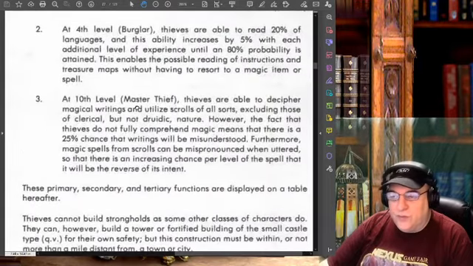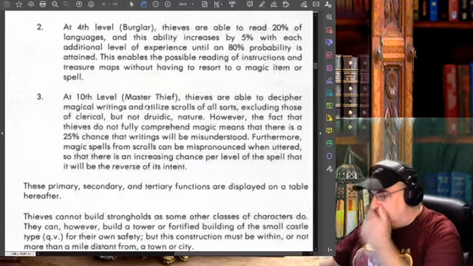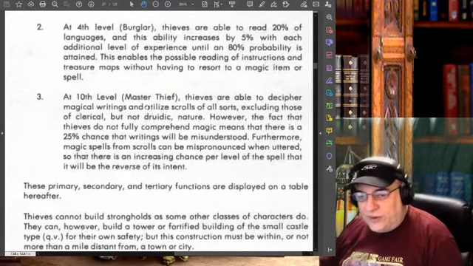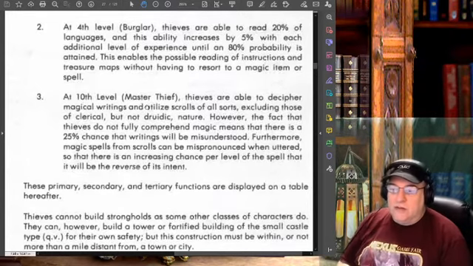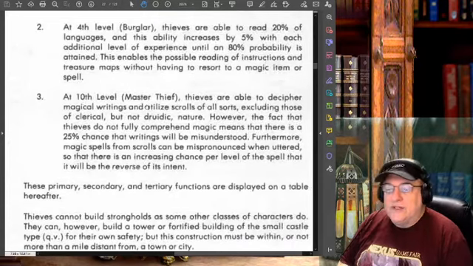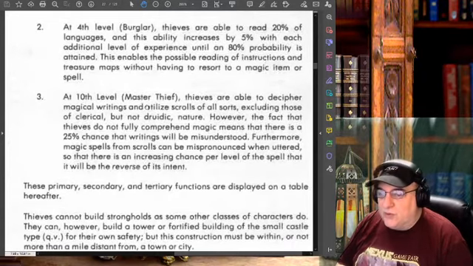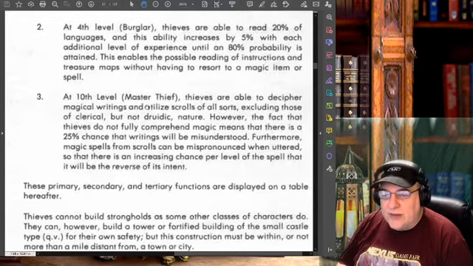Number 2, at 4th level, burglar, thieves are able to read 20% of languages, and this ability increases by 5% with each additional level of experience until an 80% probability is attained. This enables the possible reading of instructions and treasure maps without having to resort to a magic item or spell.